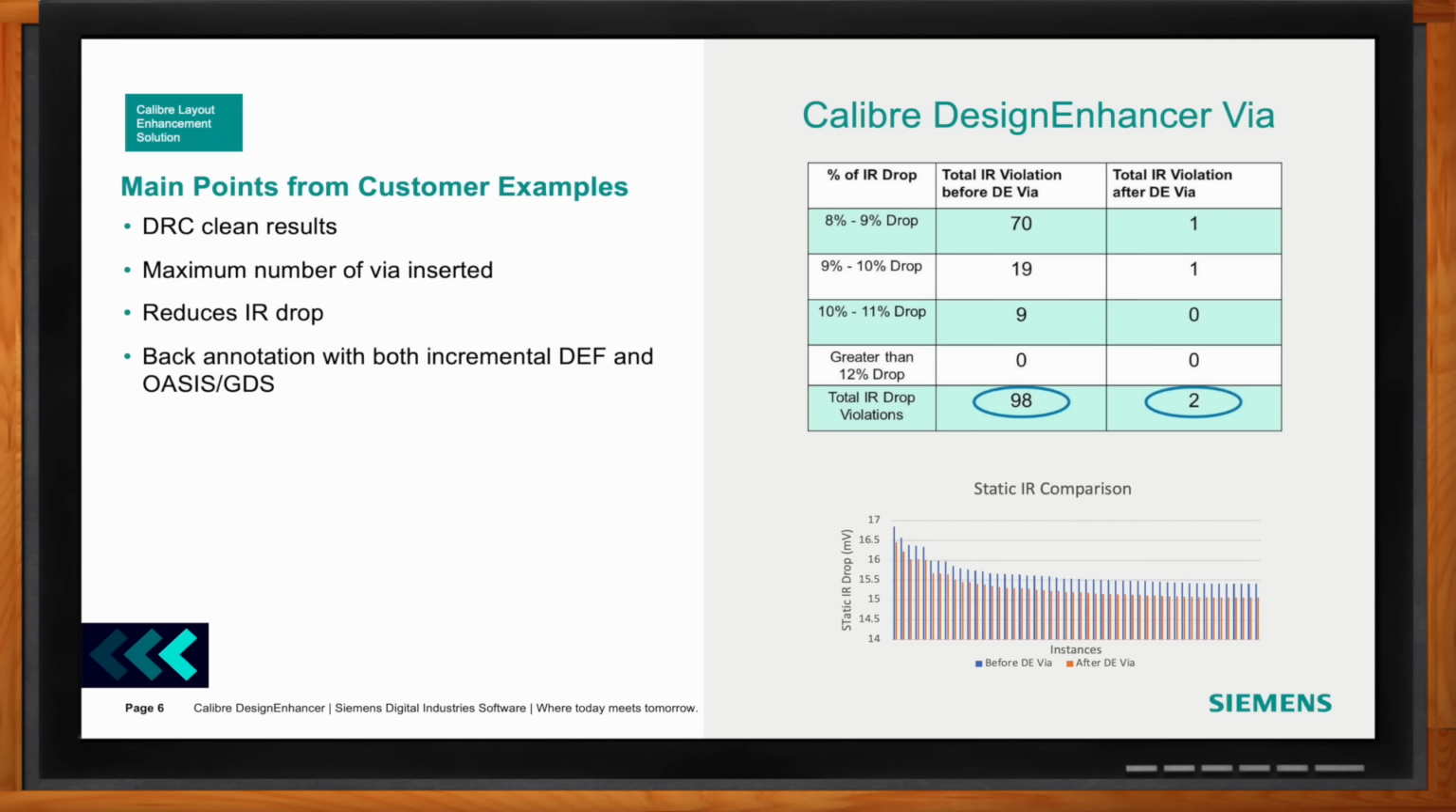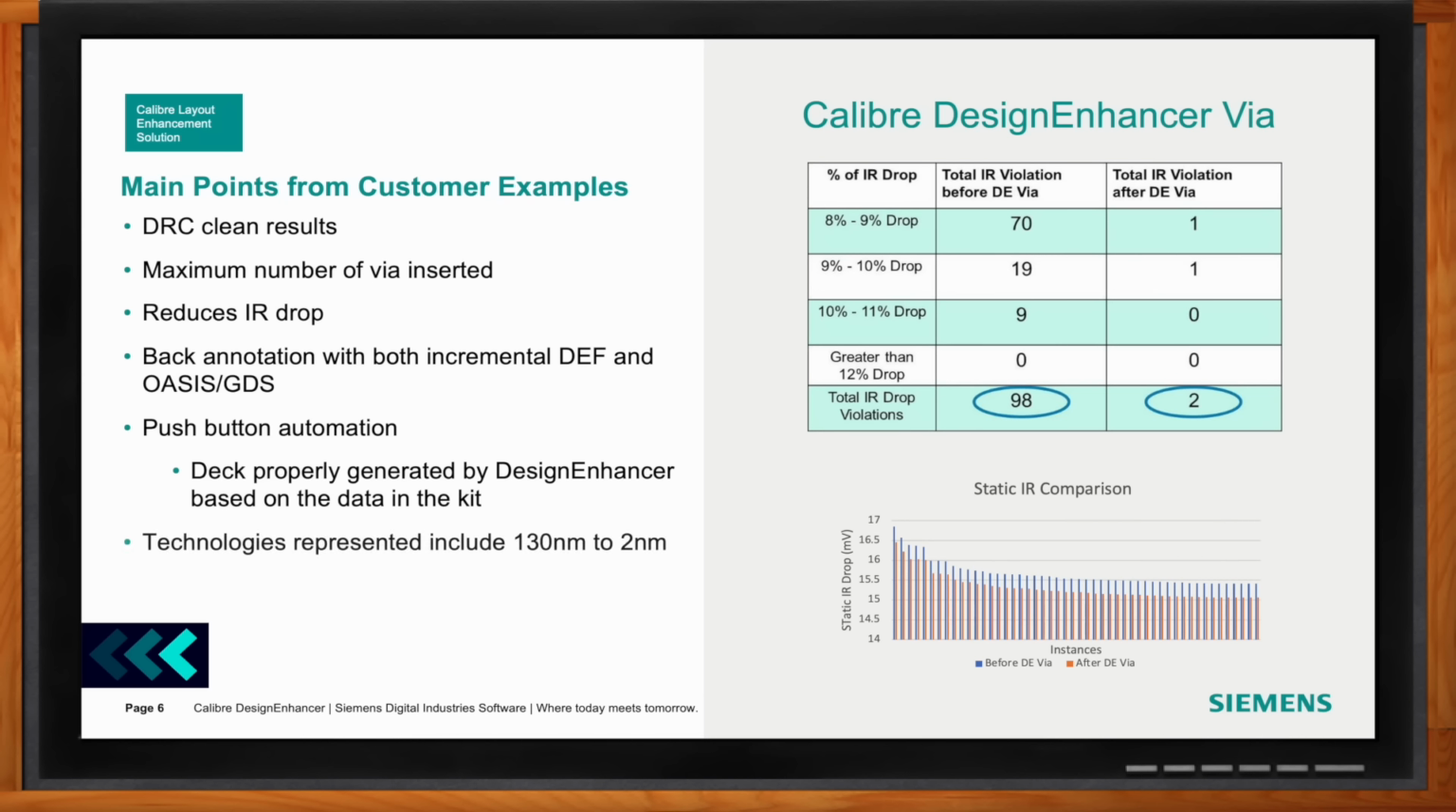And those that are going into full custom, because we have customers using both, it goes out there in the Oasis or GDS. So the results that you see right there are from customers that are actually going through and showing us what Design Enhancer VIA can do either before and after, either in DRC count or in IR drop violations.